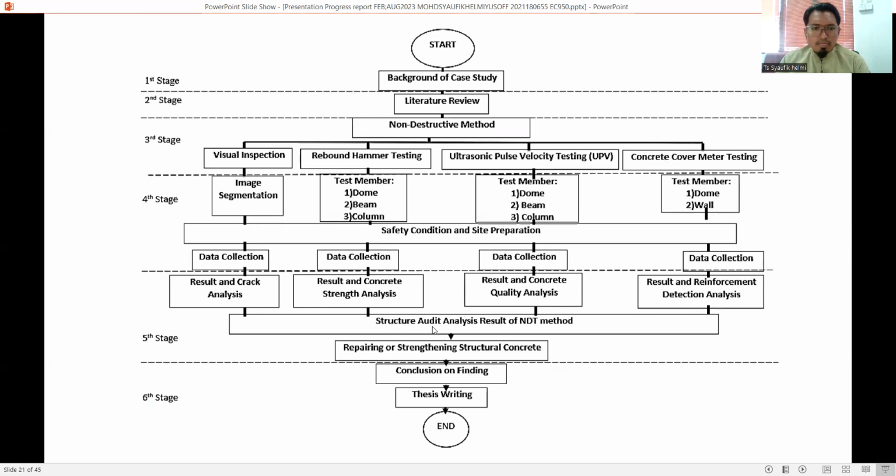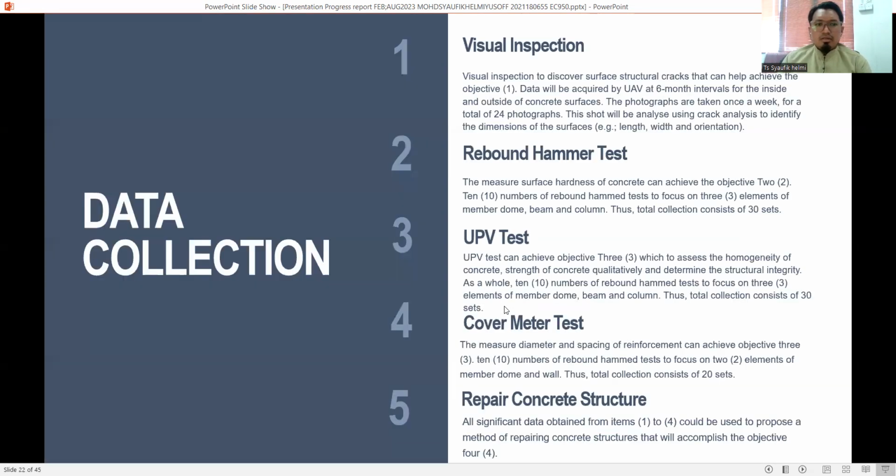So this can be the structure audit analysis result of the NDT method. The last one is repairing or strengthening the concrete structure. The last stage is finding the conclusion and thesis writing. Okay, the data collection for the visual inspection.